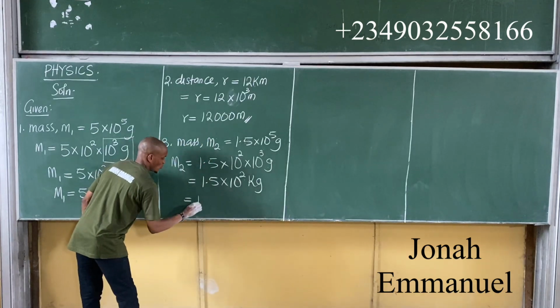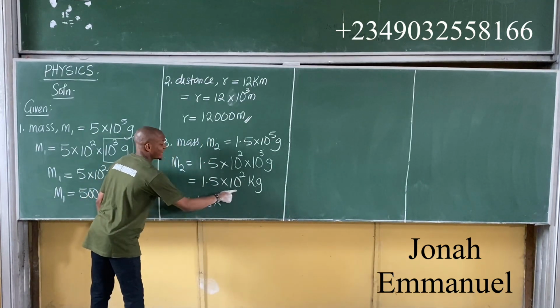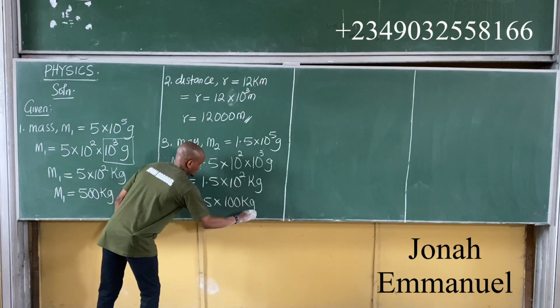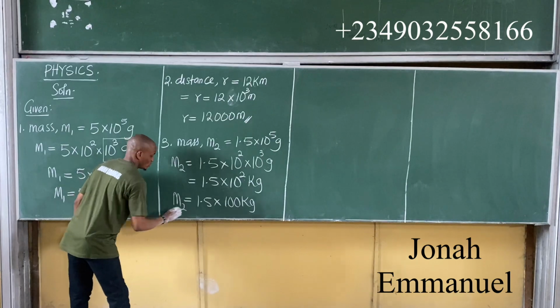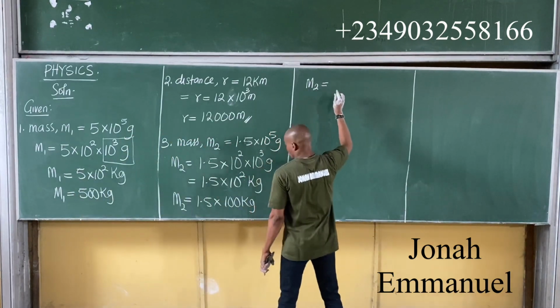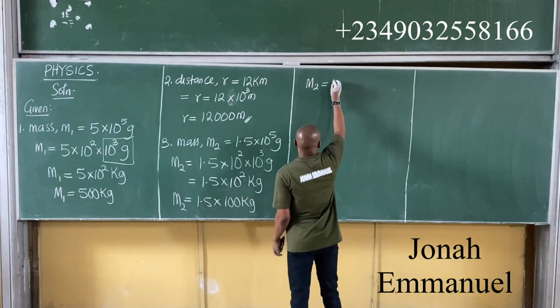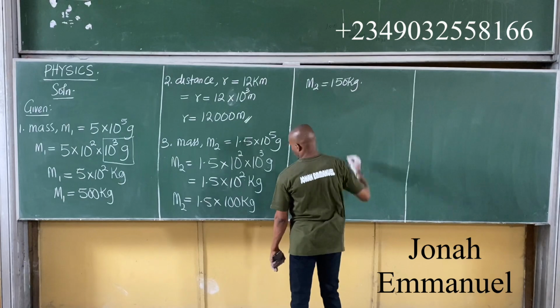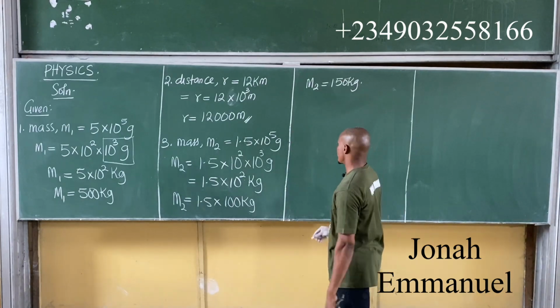So it's equal to 1.5 times 100 kilograms. That's M2. So it means that M2 is equal to what there? M2 is equal to 150 kilograms.